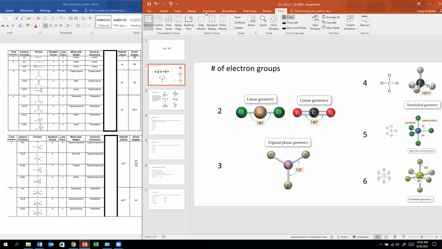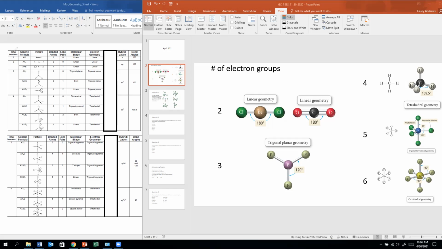So in the example I have here, we have beryllium bound to 2 chlorines. So the number of electron groups connected to our center atom is 2. And when doing this, we really only care about the center atom for the most part. Same thing for carbon dioxide, we have 2. And here we have what's called linear geometry. All right, how can we figure that out?